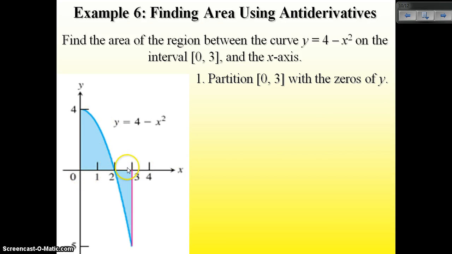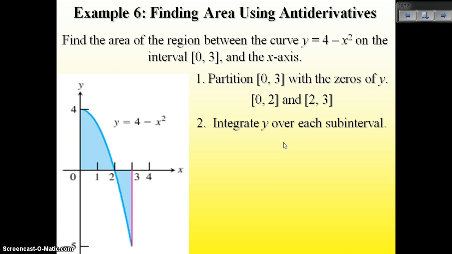I'm going to take an integral from 0 to 2, because you see here 2 squared is 4, 4 minus 4 is 0, and from 2 to 3. I'm going to work two separate integrals. Then I'm going to integrate the function over each subinterval. So I'm going to have the integral from 0 to 2 of 4 minus x squared. That's a positive area, you see, it's above the x-axis.